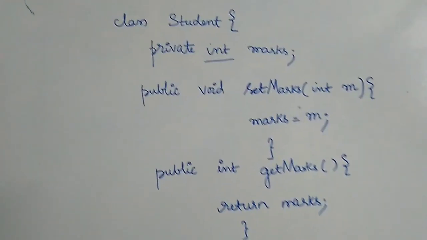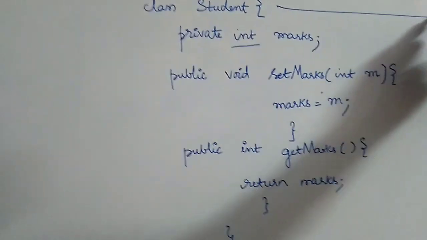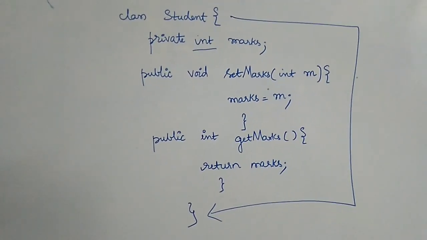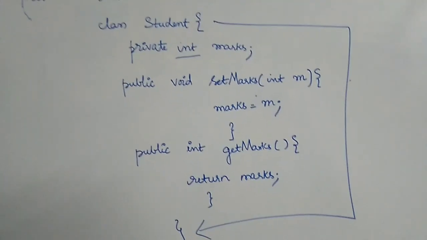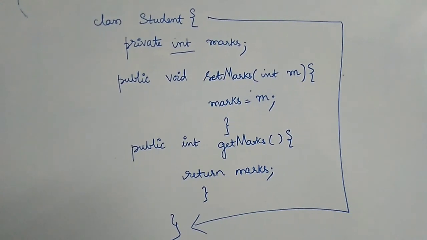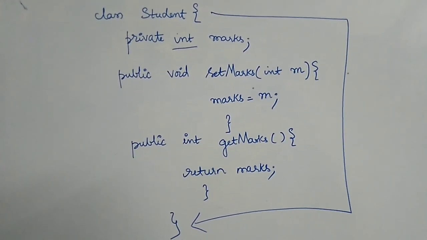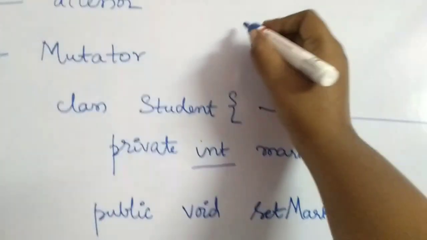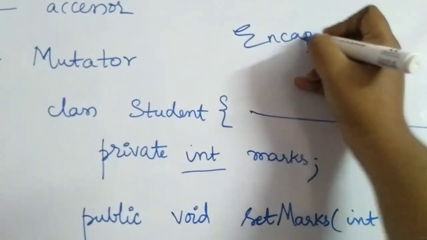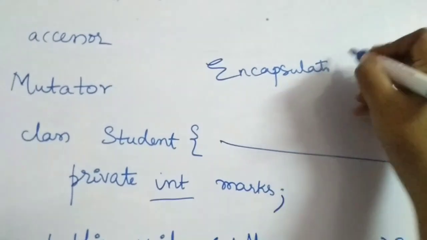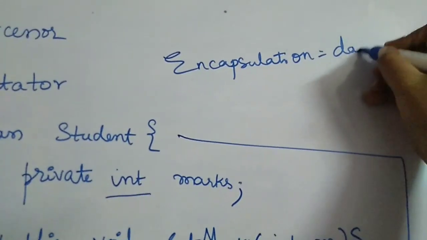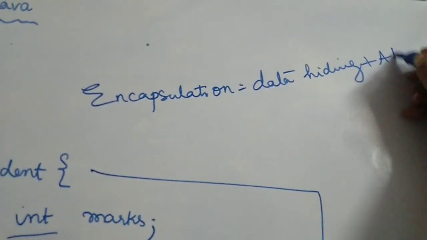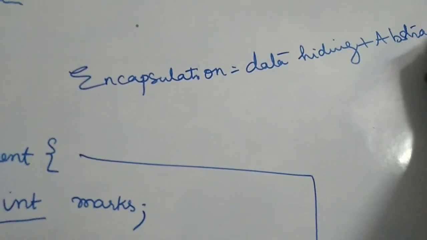As you can see, this entire student class is encapsulation, and in encapsulation we have data hiding plus abstraction. We are not showing the implementation code to the user. So encapsulation is equal to data hiding plus abstraction. That's what we have done here.